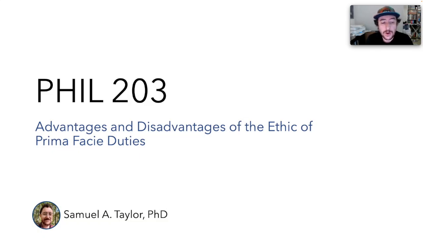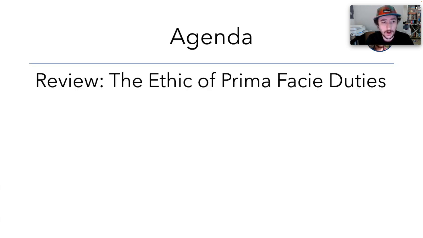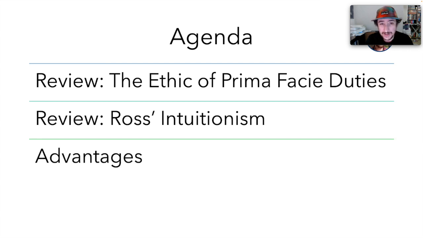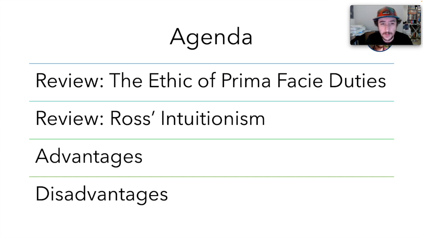This video is just going to do a review of some of the material we've talked about in class regarding the advantages and disadvantages of this ethic of prima facie duties. So in the video, we're going to start just by reviewing what this ethic of prima facie duties are, some of the fundamental features of it. Then we'll review Ross's intuitionism, this theory about how we come to know about morality. We'll talk about the advantages of this approach to ethics and some of the disadvantages as well.